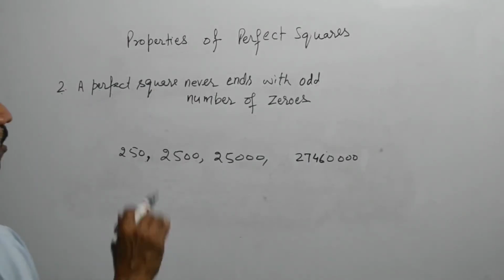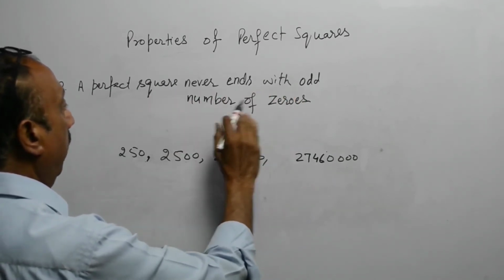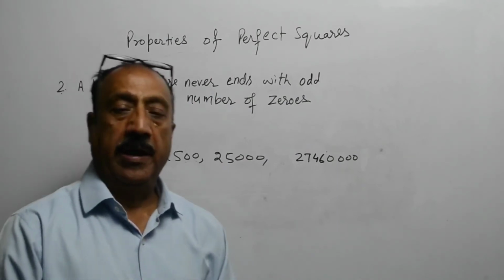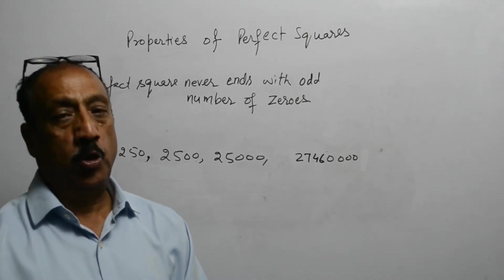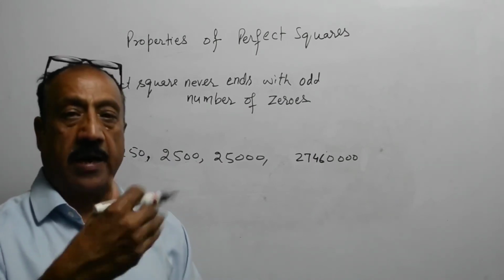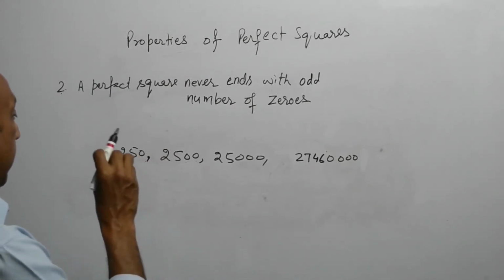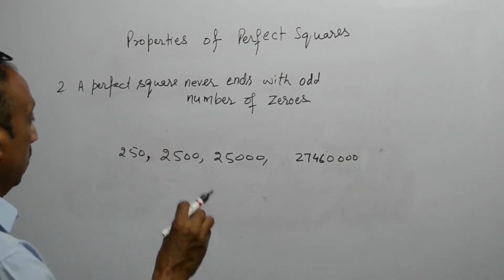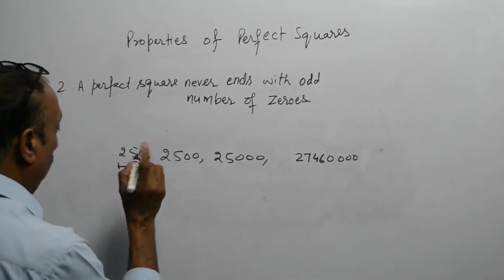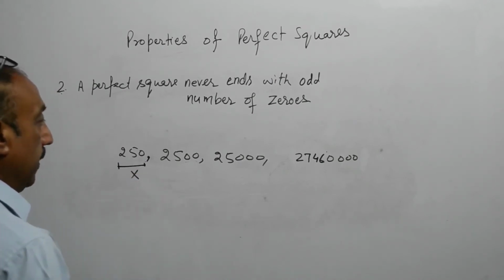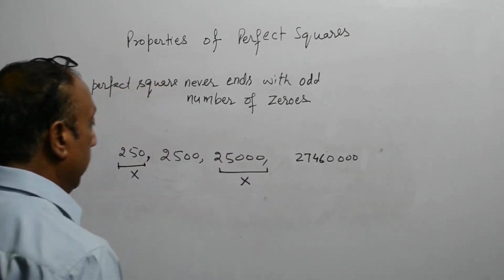The second property of perfect squares is that a perfect square never ends with an odd number of zeros. Means if a perfect square is ending with zeros, the number of zeros should be 2, 4, 6, etc. It shouldn't have zeros in an odd number. Means there shouldn't be 1 zero, 3 zeros, 5 zeros and so on. So this number is ending with 1 zero, so it cannot be a perfect square. This number is ending with 3 zeros, so it cannot be a perfect square.